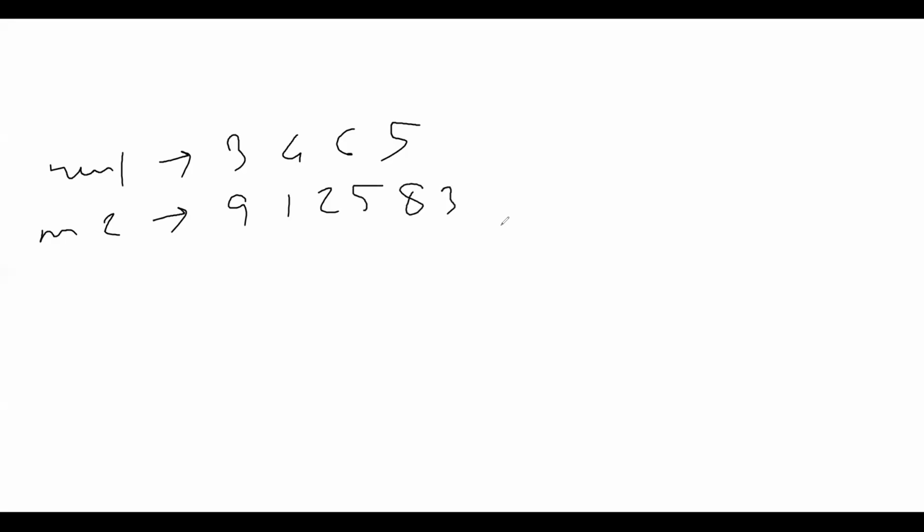Let's see what I tried. I'm not able to draw this properly. Okay, so nums1 is like this: 3, 4, 6, 5, and this is nums2: 9, 1, 2, 5, 8, 3, right?